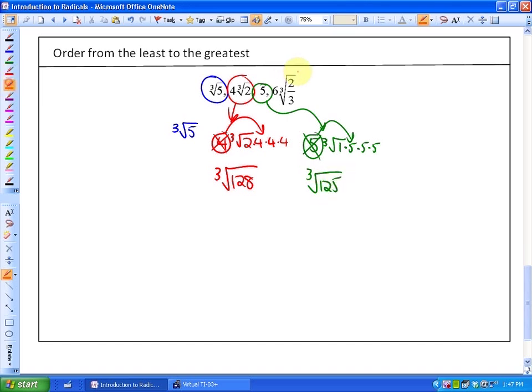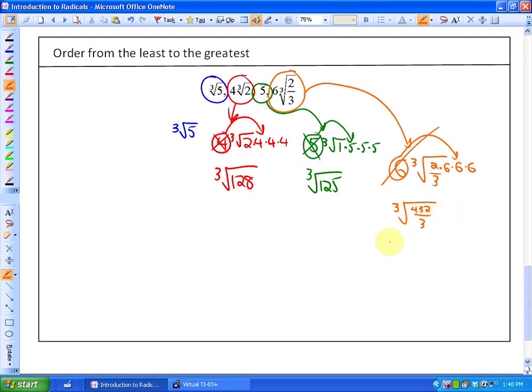And finally, in this last case, which is probably the most difficult one because of the numbers here, it would be 6 cubed root of 2/3. So we could put in 3 6's, which would end up being cubed root of 432 over 3, which is equivalent to the cubed root of 144.